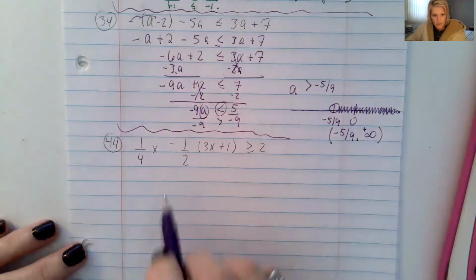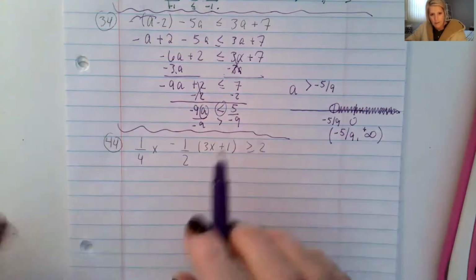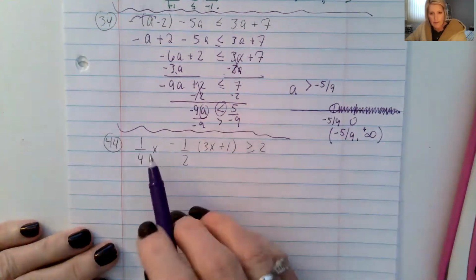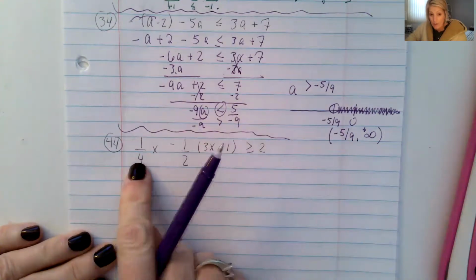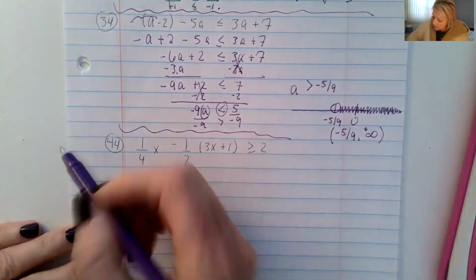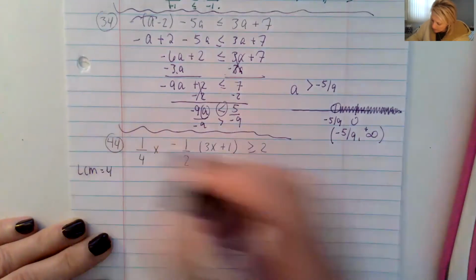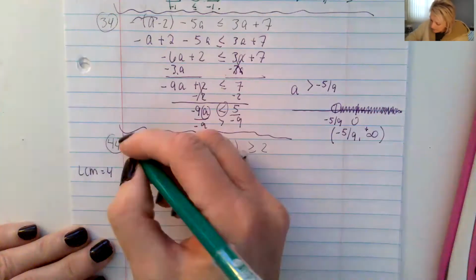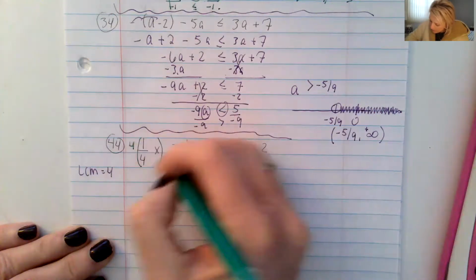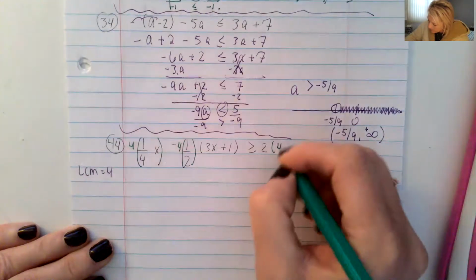44. So 44, we have some fractions again. So to eliminate the fractions, we're going to multiply by the least common multiple. So 4 is a multiple of 4, and it's also a multiple of 2. So we can multiply through by the 4. So I'm going to multiply here by 4, I'm going to multiply here by 4, and I'm going to multiply here by 4.